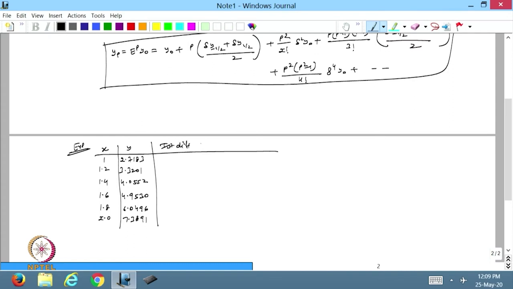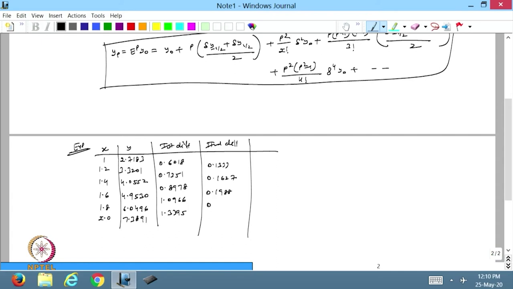So, I will write the first difference. Again these are the 6 values: 0.6018, 0.7351, 0.8978, 1.0966, 1.3395. Then I take the second difference. The second difference will be 0.133, 0.1627, 0.1988, 0.2429. Now we will apply the third difference.